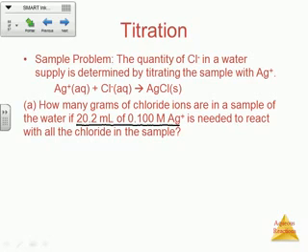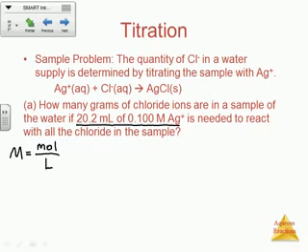Okay, we've got a balanced chemical equation already. That's kind of nice. We don't have to worry about that. So all we have to do here is use our molarity equation to figure out how many moles of Ag plus we actually added here. So moles divided by liters.